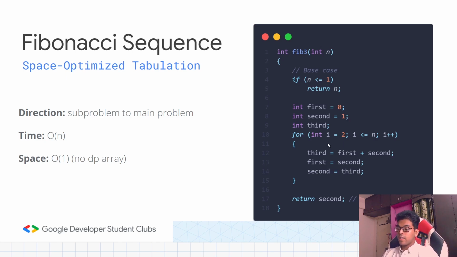The third term, that is the ith term, will be the summation of the last 2 terms, and then we update the first term to the second term, and the second term to the third term. Basically the (i-2)th term becomes the (i-1)th term, and the (i-1)th term becomes the recently computed term. After this calculation is done, we can return the second term, or we can even return the third term, because at the end of the loop both have the same value.